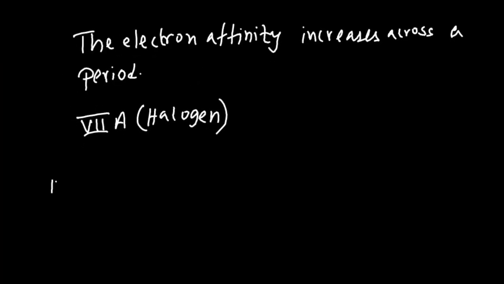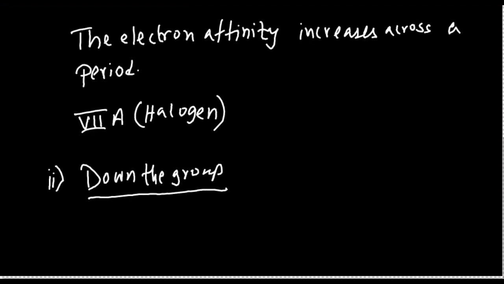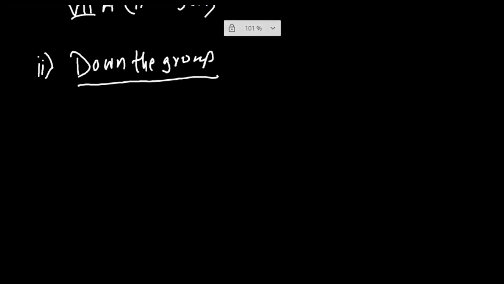Next, we will talk about their trends down the group. Now, we know down the group, the size of the element increases with increase in atomic number. So what will happen? The effective nuclear charge will go on decreasing, and the nuclear attraction for the outermost electrons will decrease as the size is increasing. So the outermost shell number will increase.